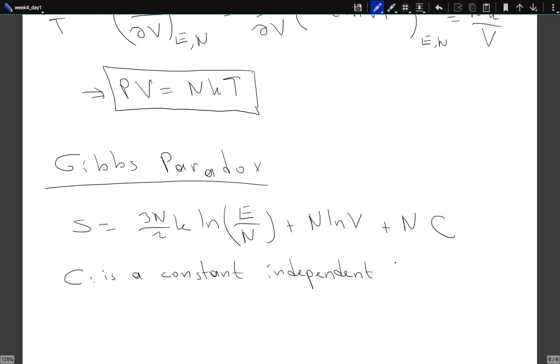Independent of E, N, and V. It just depends on the mass, some constants like pi, h bar, etc. But it doesn't depend on E, N, and V.